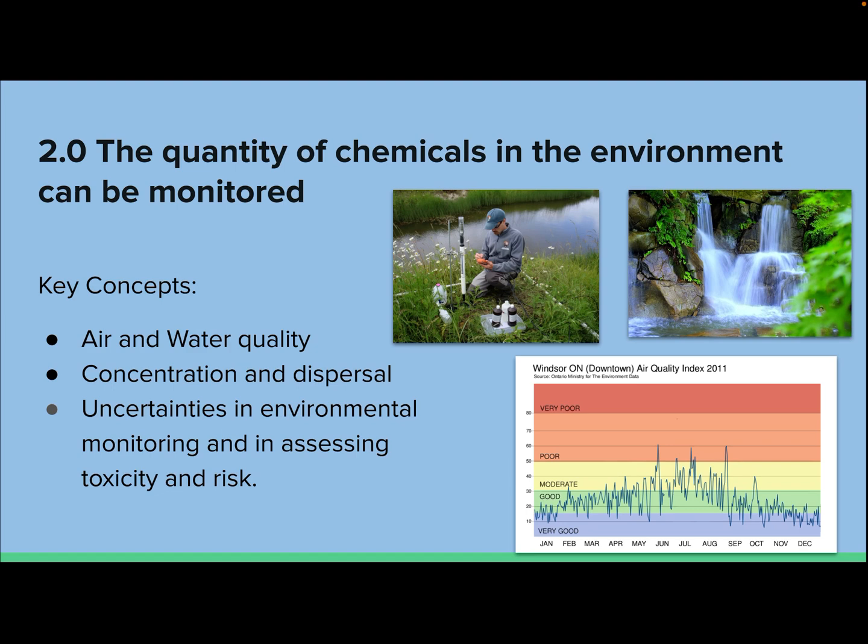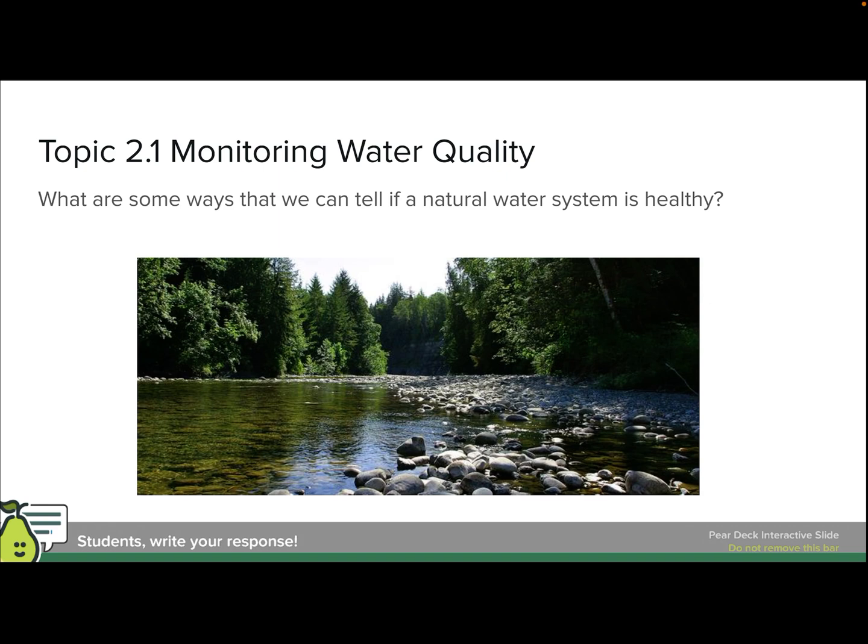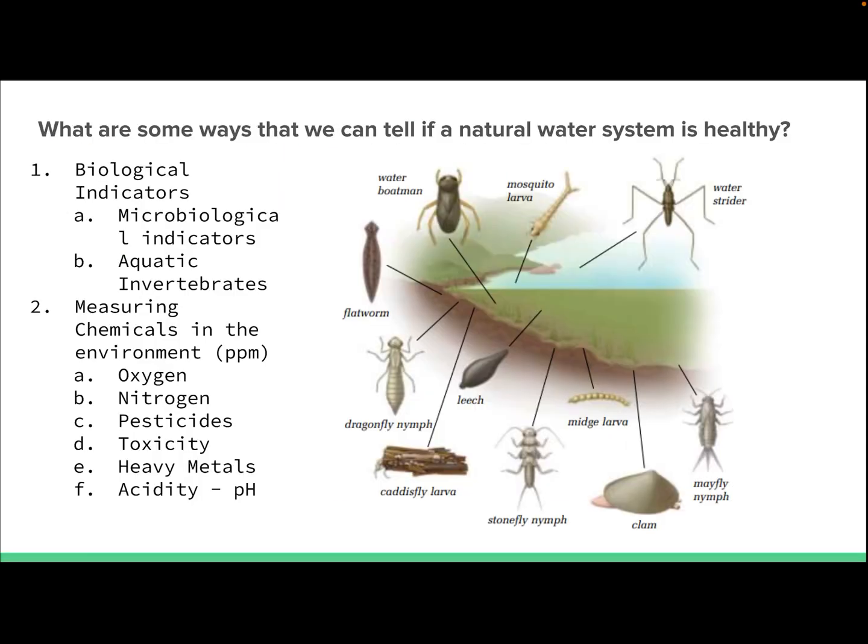So the key concepts in topic 2 are that we're talking about air and water quality, concentration and dispersal, and the uncertainties in environmental monitoring and assessing toxicity and risk. What are some ways we can tell if a natural water system is healthy? Just ideas, how can we find that out?